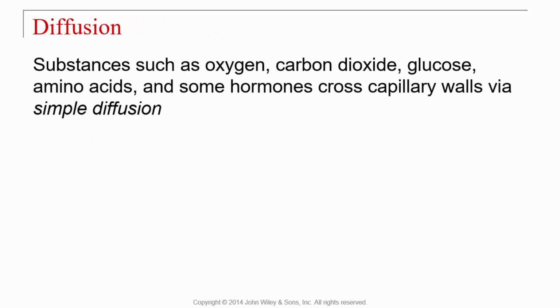Now, diffusion, if you remember, is the movement of a substance from an area of greater concentration to an area of lesser concentration. And so substances such as oxygen, carbon dioxide, glucose, amino acids, and some hormones are going to cross capillary walls via simple diffusion.